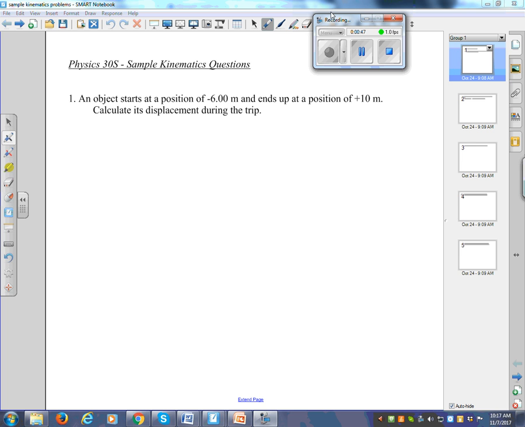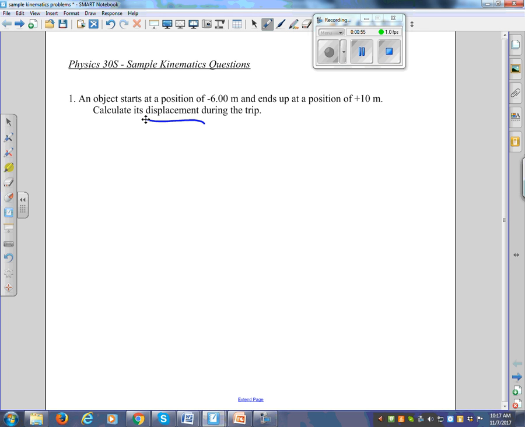So, having said that, we got an object starting at a position of -6, ends up at a position of +10. Calculate its displacement during the trip. So we are looking for the displacement, which we sometimes call delta D, sometimes called delta X, right? And I realize that's where the confusing part comes, but you do have to sort of be multilingual a little bit. So how do you find displacement?